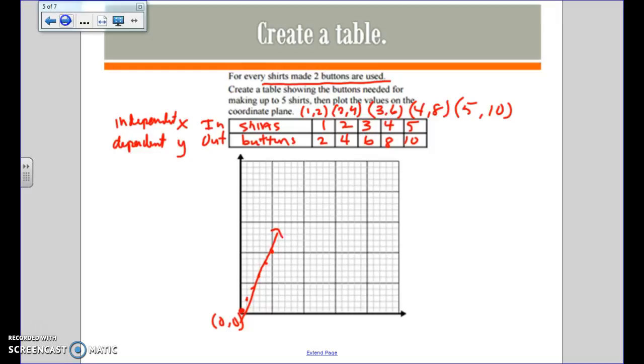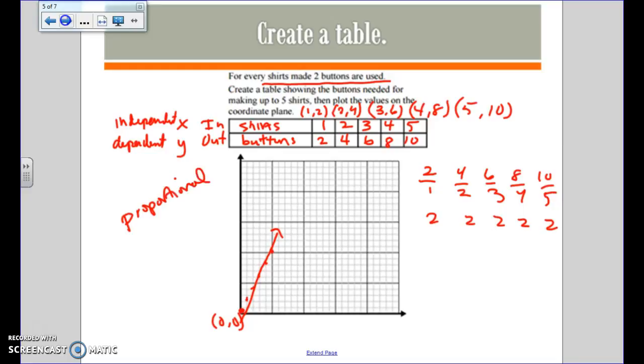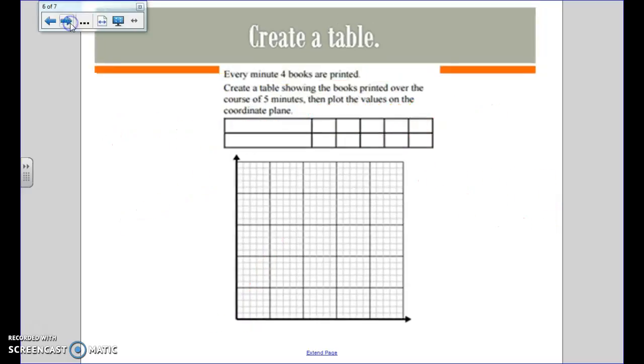It also goes to show if I compare 2 to 1, or 4 to 2, or 6 to 3, or 8 to 4, or 10 to 5, that these ratios are all equal to 2. And so that also shows that this is a proportional relationship. It doesn't say whether or not it's proportional, but we know through these 2 facts that it must be proportional. It is linear, it goes through the origin, and the ratio of y to x is the same.